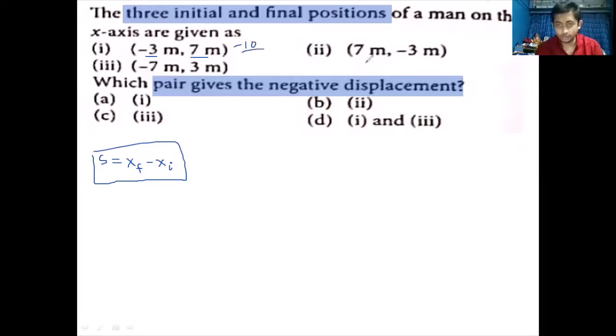If you look at the second option, it is final, which is minus 3, minus initial, that is 7. So minus 3 minus 7 is minus 10. So this displacement is negative. And if you look at the third option, it is final minus initial. So 3 minus of minus 7, that is plus 7. That is again plus 10. So the displacement is negative for the second pair, which means that the correct answer is option B. Let's move on to the next question.